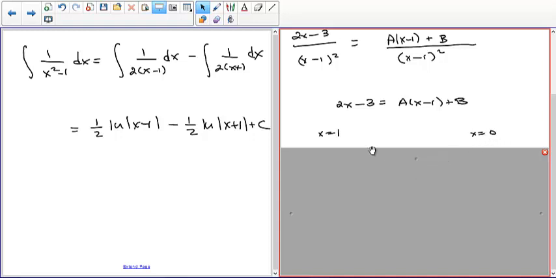The problem is we have to solve for B using this, and then knowing B, we have to solve for A. So it's a little bit more tricky, a little trickier.